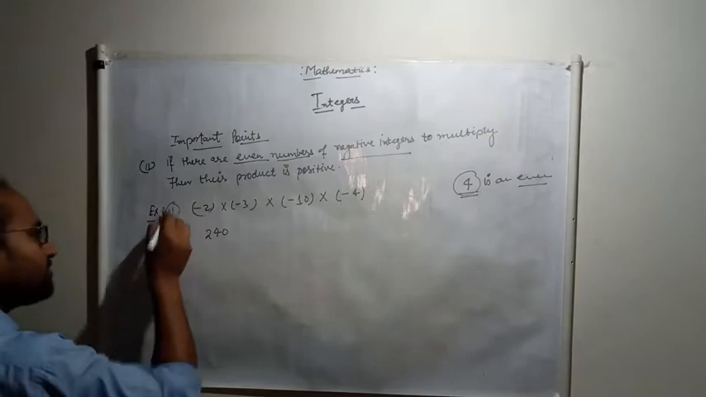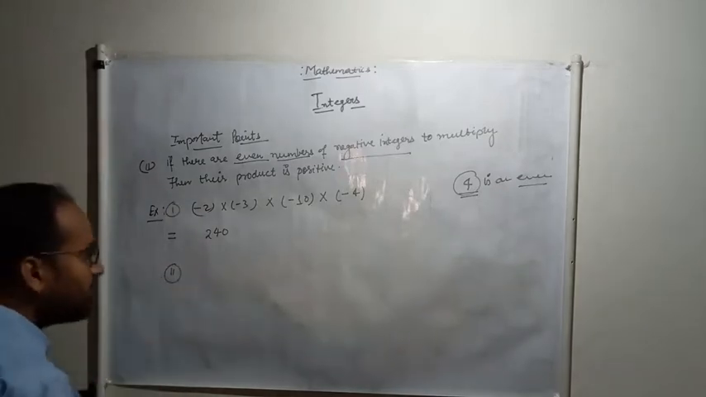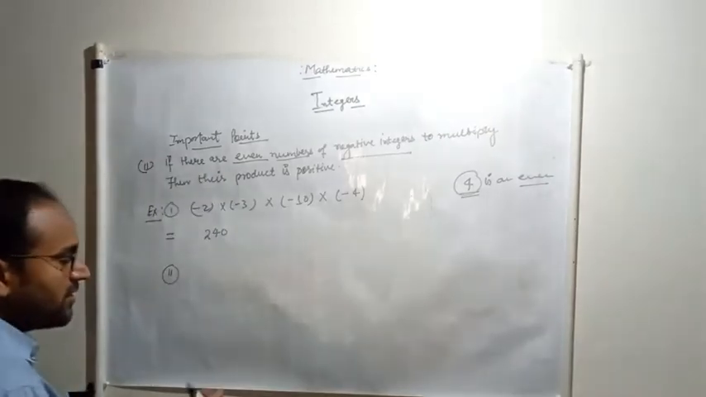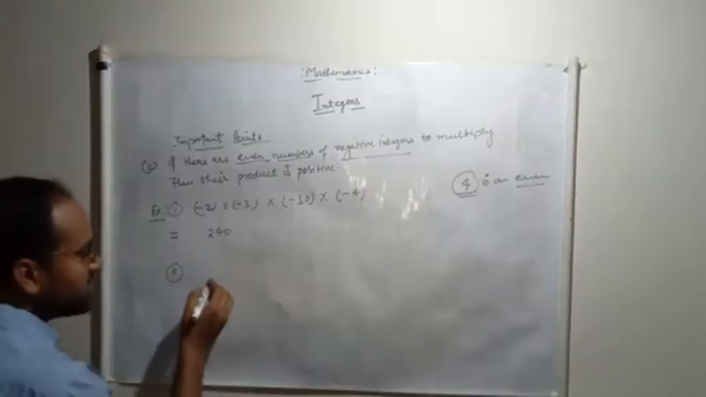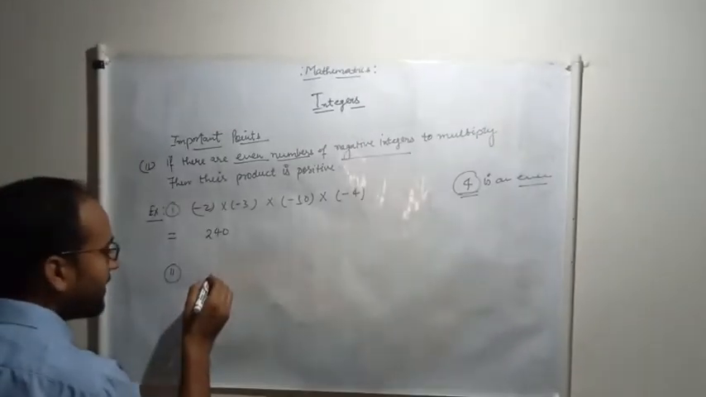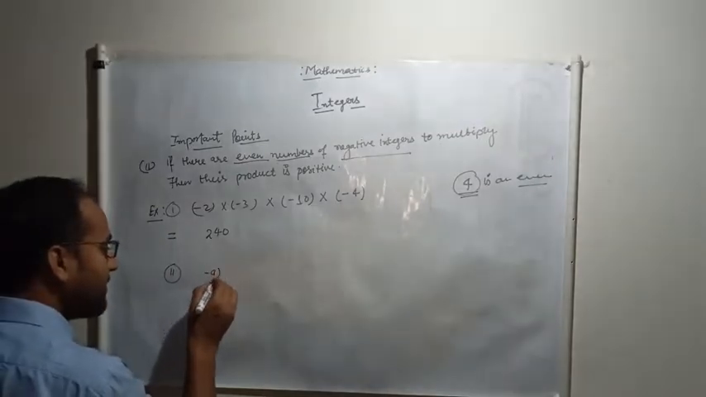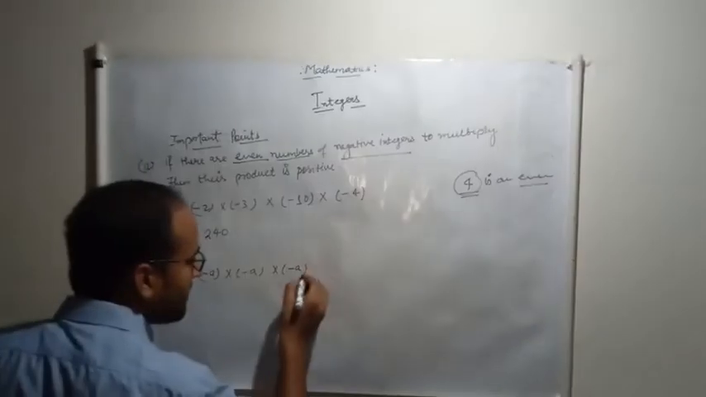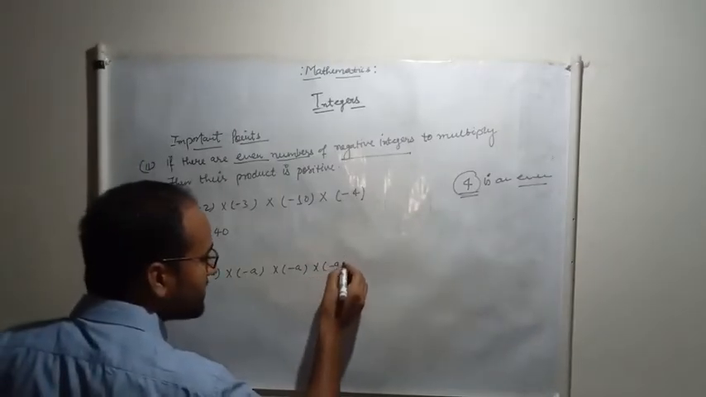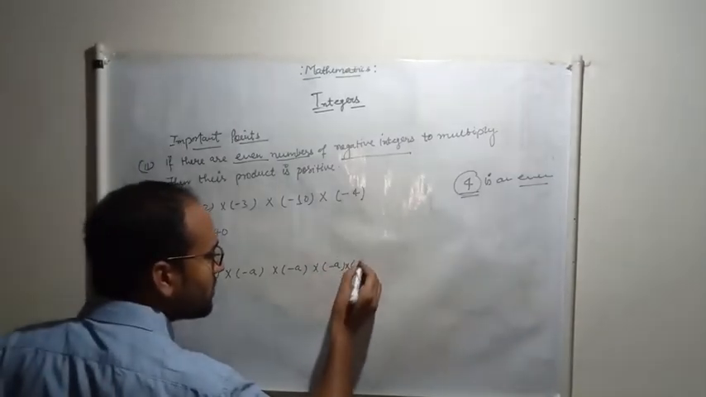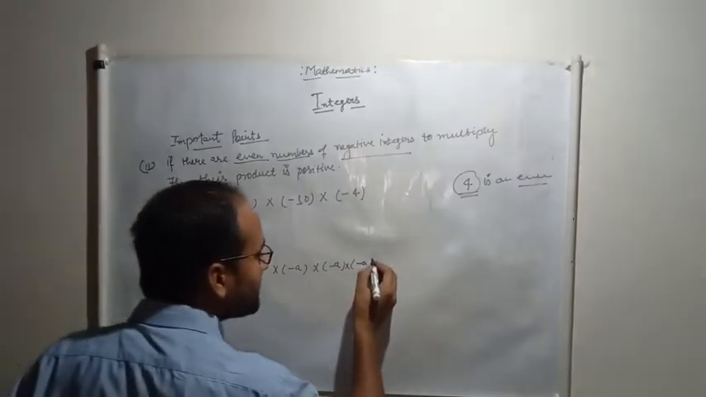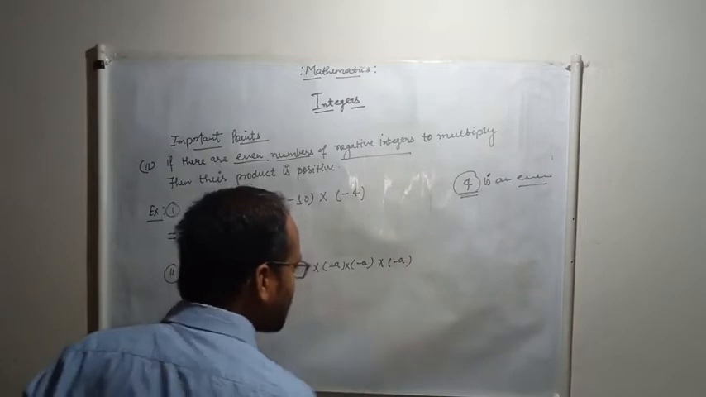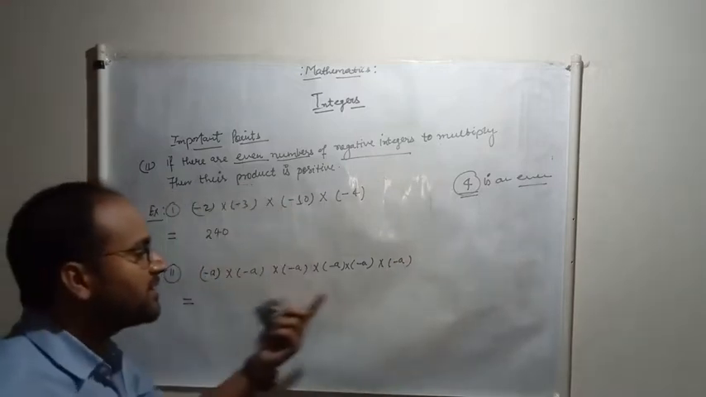Second one is, if we multiply the same negative integer, then what will we get in even times? Suppose I am multiplying -a into -a into -a into -a into -a, 1, 2, 3, 4, 5, one more time -a, 6 times. I have multiplied this 6 times.